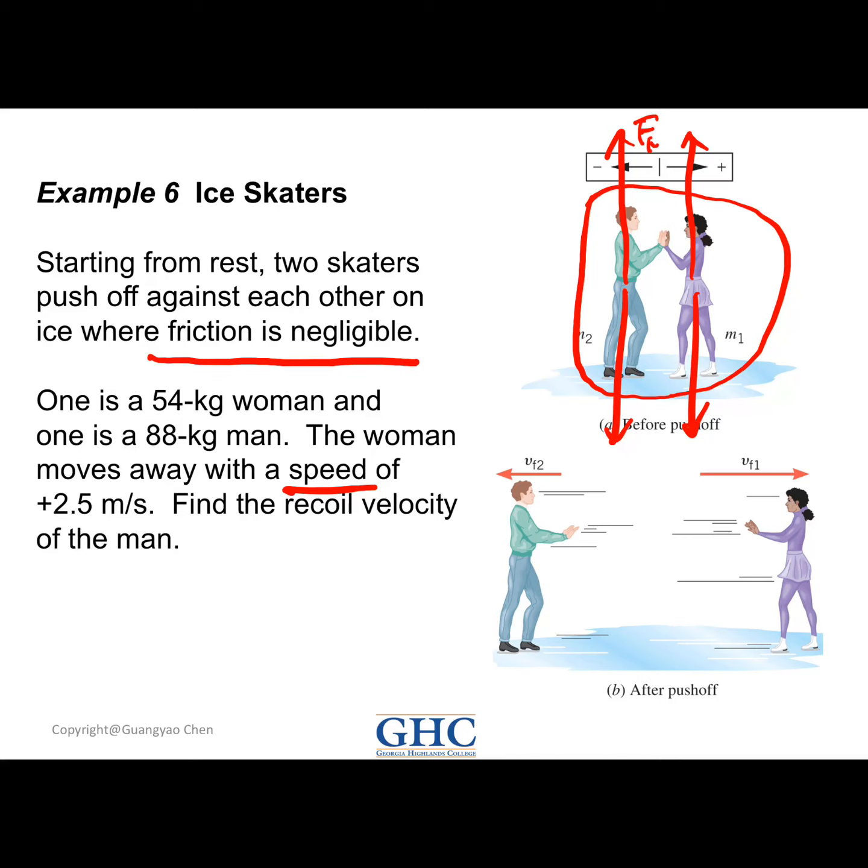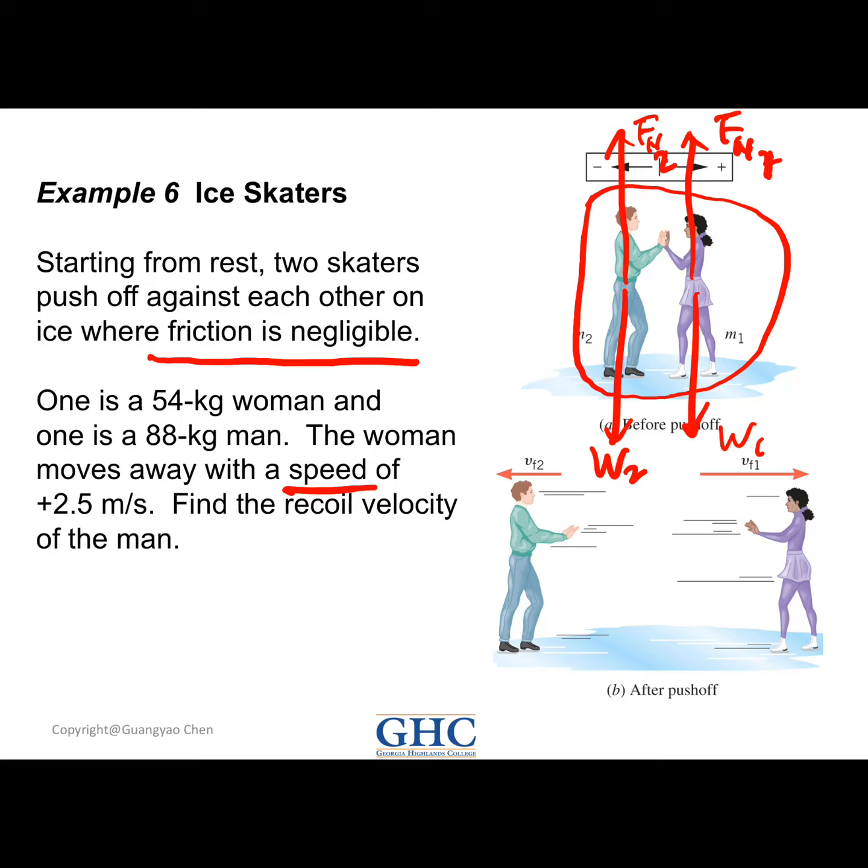So normal force on man, normal force on woman. This is 1, 2, weight 2, weight 1. So Fn1 and W1 should cancel. Fn2 and W2 should cancel. So we have this man and this woman as an isolated system.